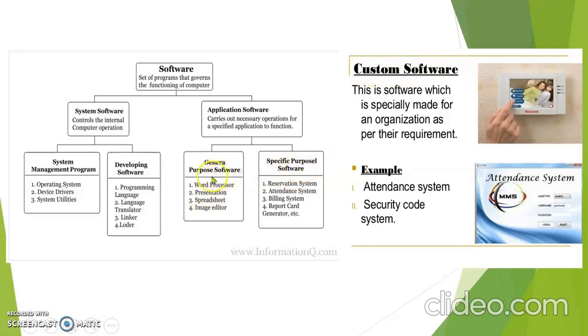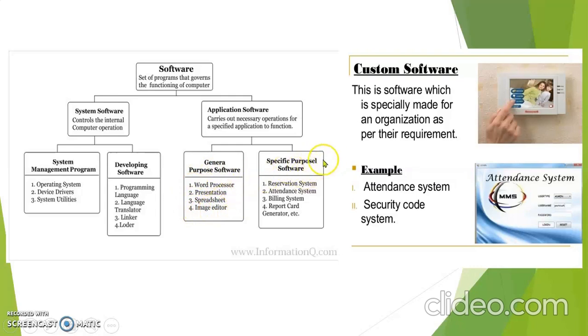Now general purpose software, these are the jack of all kinds of software, because the word processor, presentation, spreadsheet, image editor, these are that kind of software which are useful for almost everyone. So in fact 90% of PC devices have the general software in their PC. So that's why they are called general purpose software. Almost all the computers have these kinds of softwares, whether they need it or do not need it.